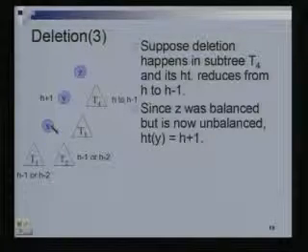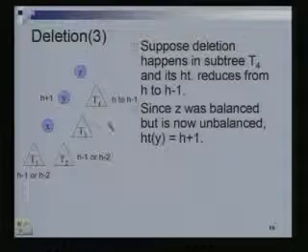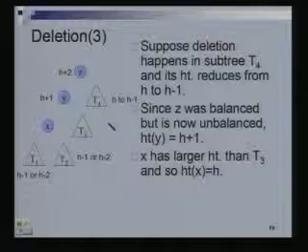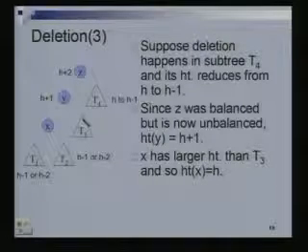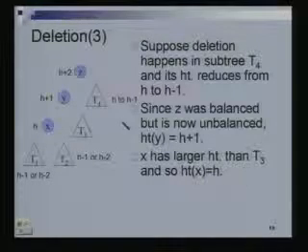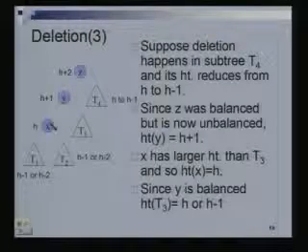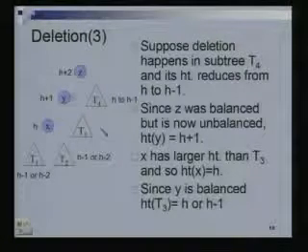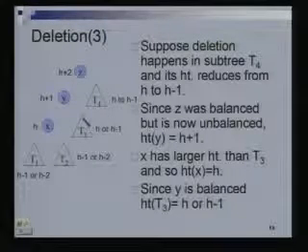Now x is the one which has larger height. So what is the height of x? Height of x is h. What can I say about the height of T3? It can be h or h minus 1. Since y is balanced, this can be h or h minus 1. Yeah, because y is balanced.